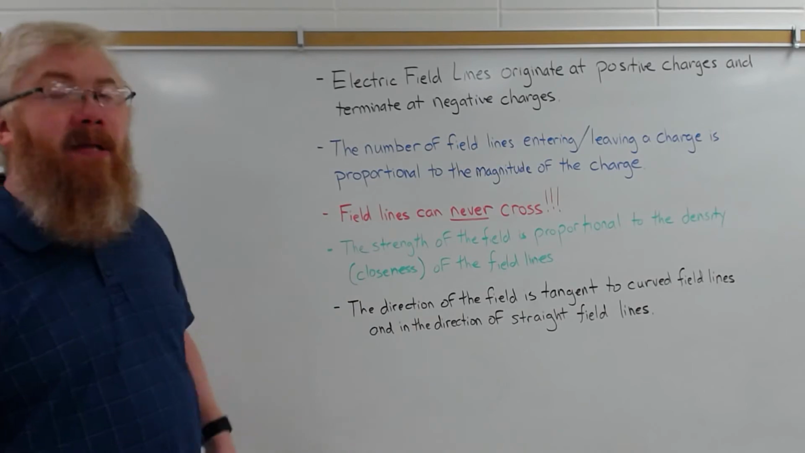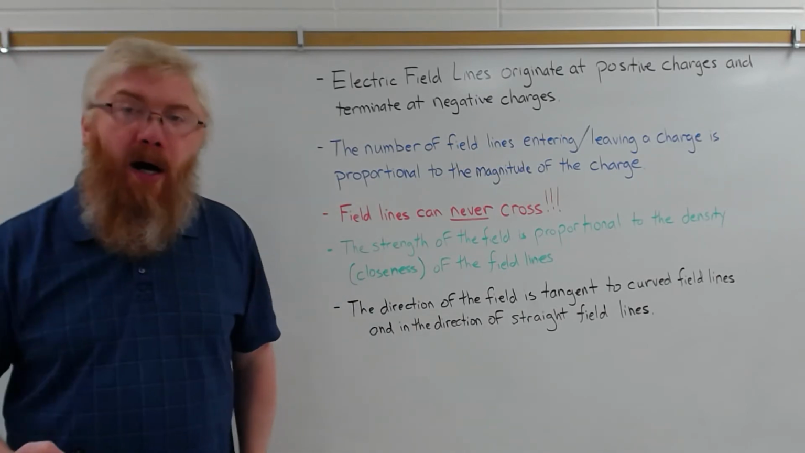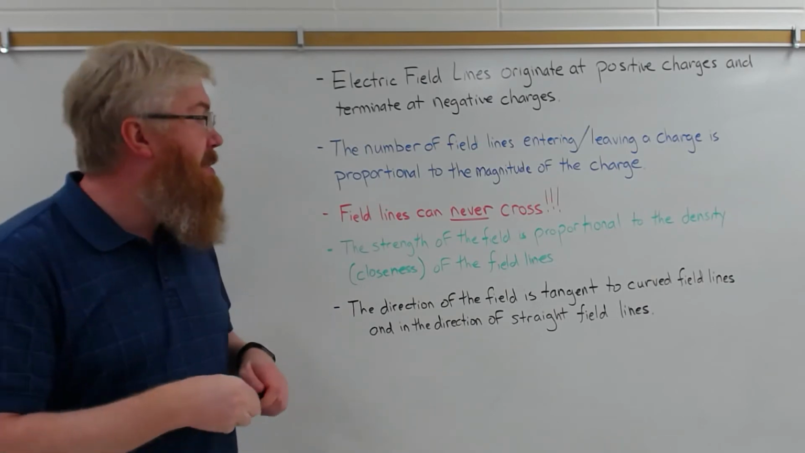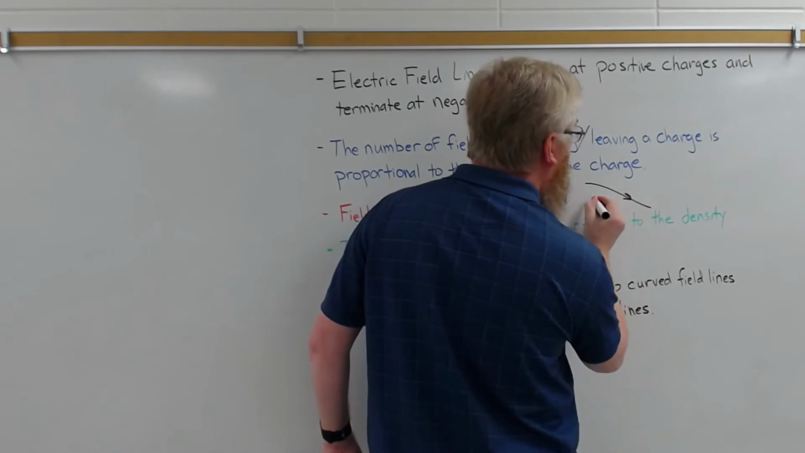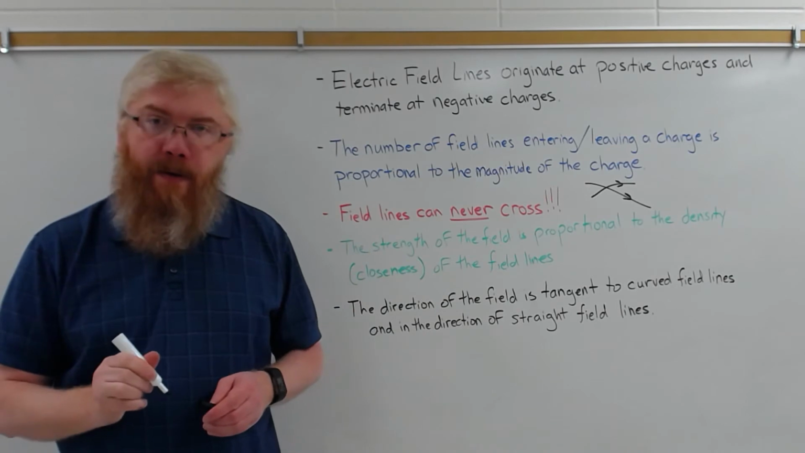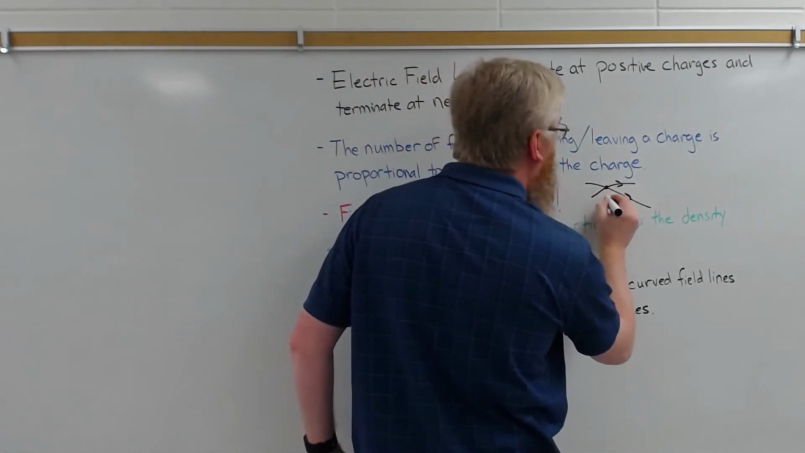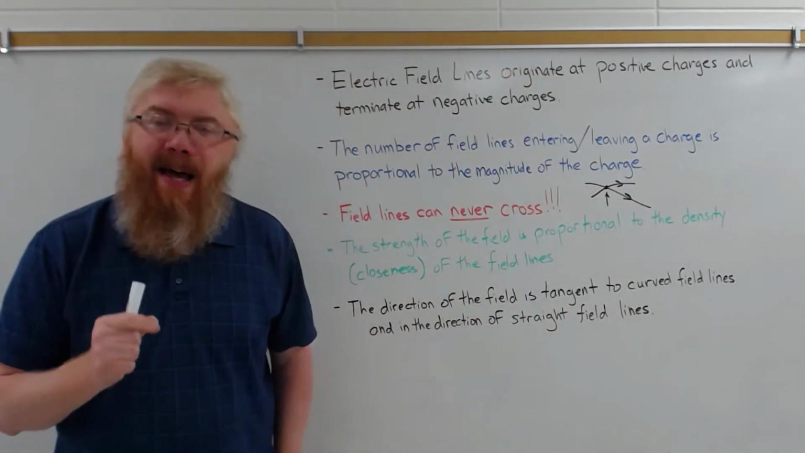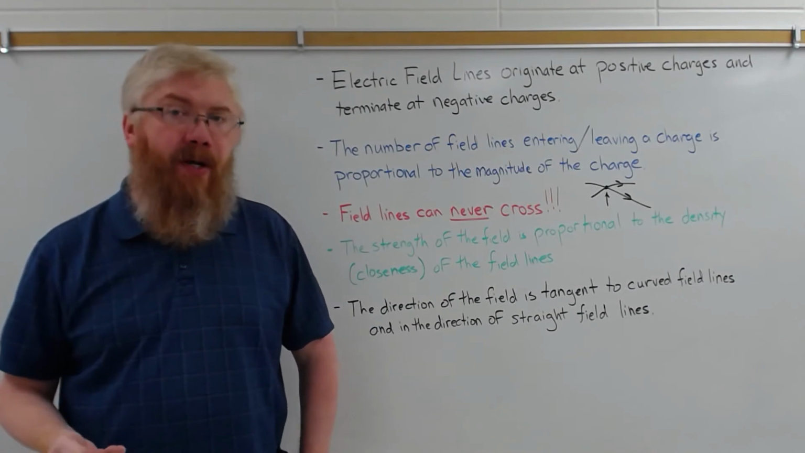Third, and probably the most important thing to remember, field lines can never cross. You can never, ever have field lines intersect. You'll never see a field line come in like this and another field line cross like that. This will never happen. Because if you think about it, what it means is at this point where they intersect, the force at that point is in 2 different directions. And it can't be in 2 different directions.